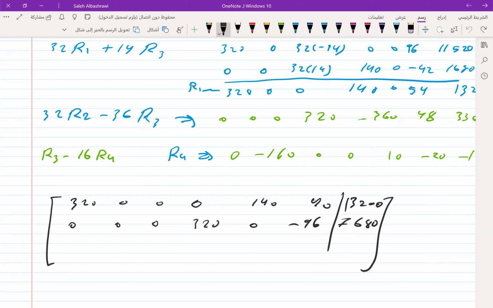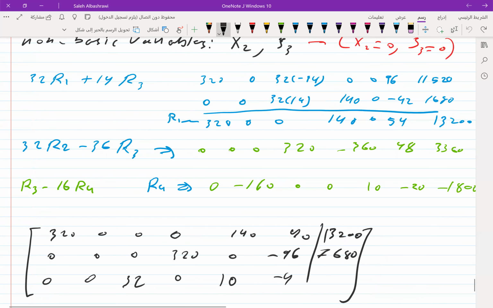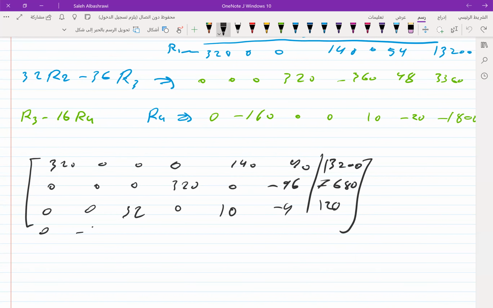And the third one is 0, 0, 32, 0, 10, minus 4. This is not changed because this is my pivot row. And the last one is 0, minus 160, 0, 0, and we have 10, minus 20, minus 1,800.